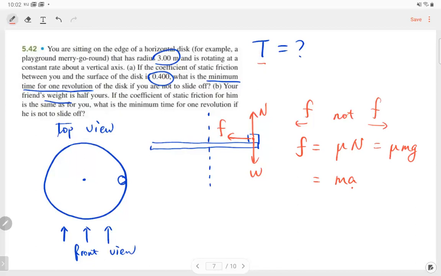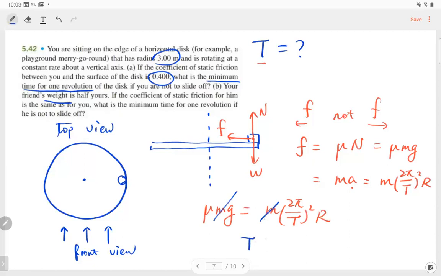We're going to figure out the period, so we're going to use a formula including the period. That's m times (2 pi over the period) squared times r. In this case, we will have the relation mu mg equals m (2 pi over T) squared r. And the same thing, the mass cancels. The period is equal to 2 pi times the square root of r over mu g.